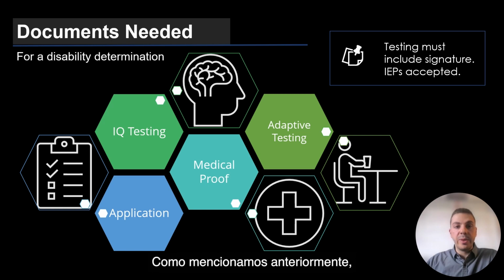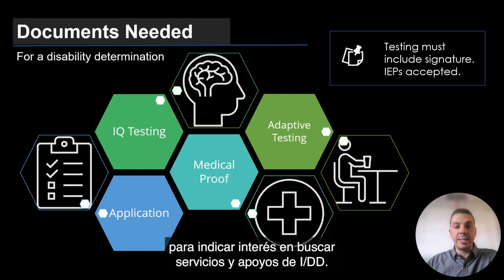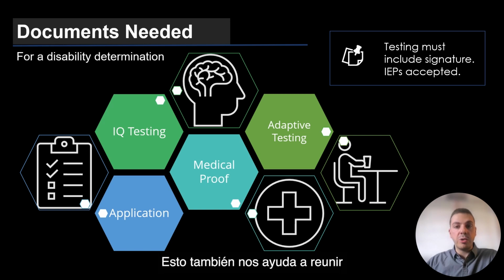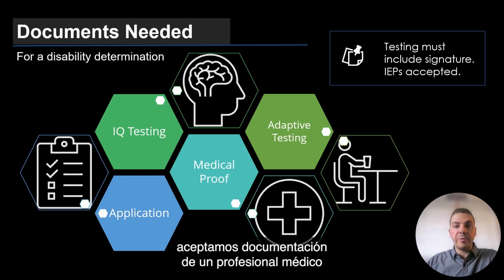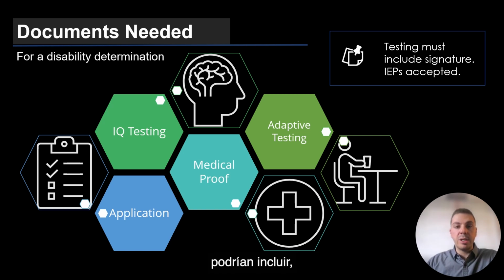As mentioned earlier, the first document we need is the request for determination to indicate interest in pursuing IDD services and supports. This also helps us gather some basic demographic information. Next, for diagnosis, we accept paperwork from a medical professional with a qualifying diagnosis. Some examples of qualifying diagnoses could include, but are not limited to, Down syndrome, autism, ADHD, Prader-Willi syndrome, epilepsy, or intellectual disability. For testing, we are looking for either IQ or adaptive scores.